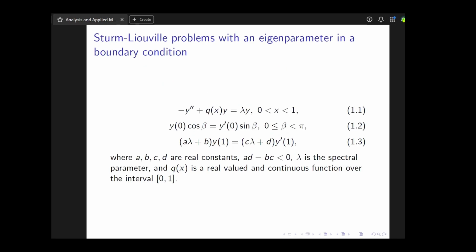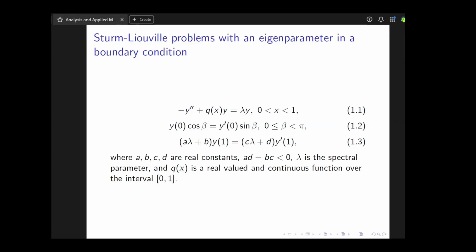So we studied this Sturm-Liouville problem. The equation is the classical Sturm-Liouville equation. The first boundary condition is also classical, but the second boundary condition is unusual. It contains a parameter on both sides.